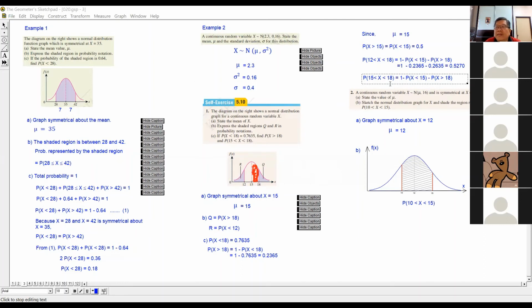So you cannot use 1 minus that number, right? You can, because this part more than 15 is 0.5, less than 15 is also 0.5. So we use 0.5 minus greater than 18. So this is 0.5 minus 0.2365. Okay, and the answer is how much? So that's how we find the answer, using the area under the graph. Everything we try to interpret as area under the graph. Okay, right. Next one.